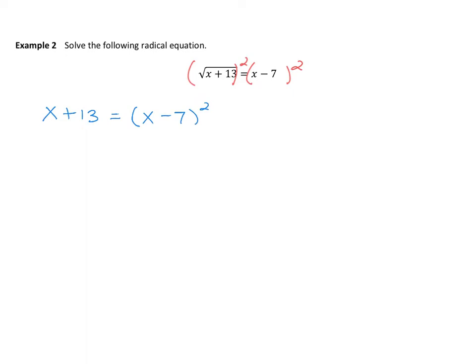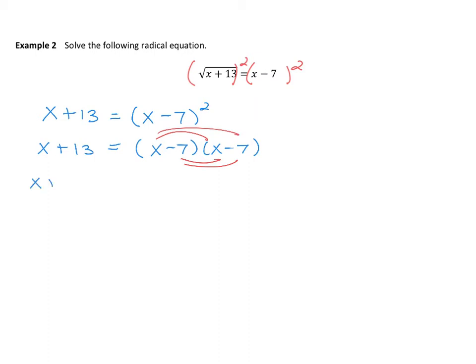Now, what is x minus 7 squared? We've got to be careful here. It's not x squared plus 49. The reason for that is x minus 7 squared means x minus 7 times x minus 7. So we actually have to distribute x and negative 7 to multiply this thing out.